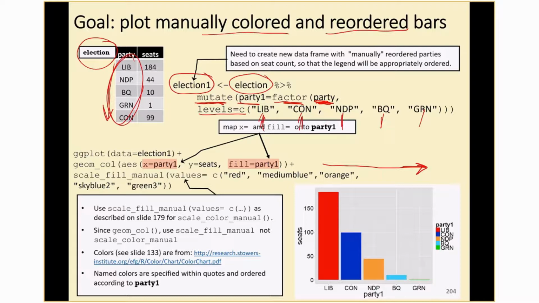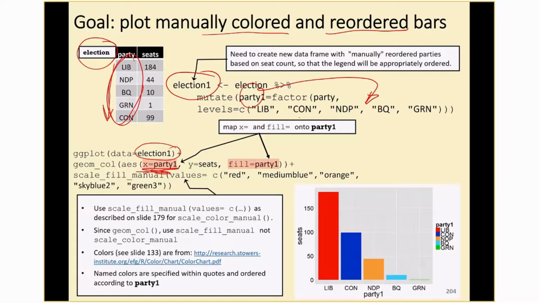So once I've got this new data frame election 1 in hand, I can use election 1 to make the plot. So how do I make this plot? What I put on the x-axis is party 1. So party 1, as you recall, is just like party, except now I've got the desired order. So by putting party 1 on the x-axis, I get the desired order on the x-axis. And I put the number of seats on the y-axis. And then what I do is I fill by party.